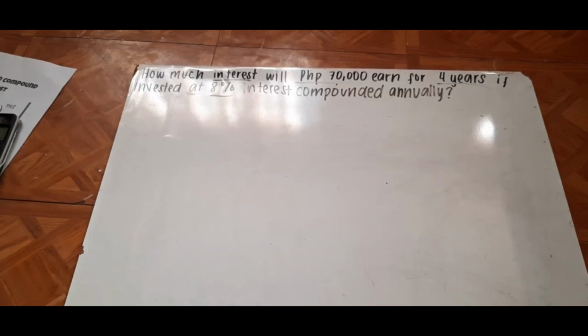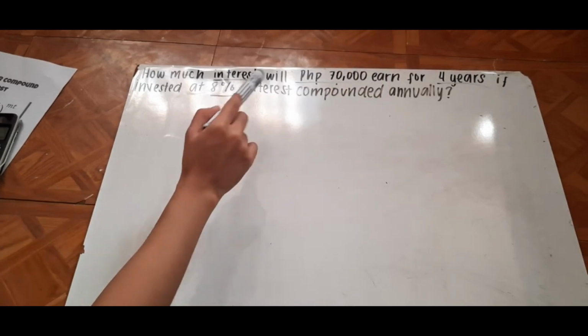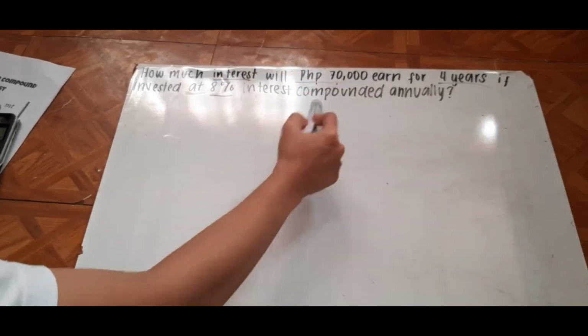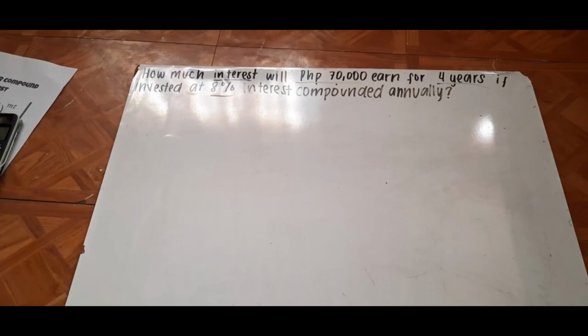Now, we still have the same question, but it's not in simple interest anymore. It is interest compounded annually. First, let's read the question. How much interest will 70,000 pesos earn for 4 years if invested at 8% interest compounded annually?